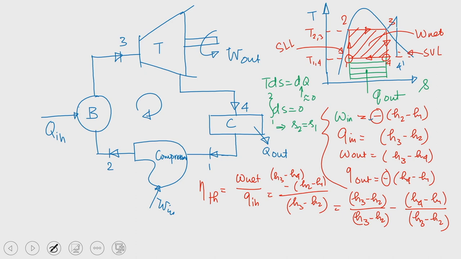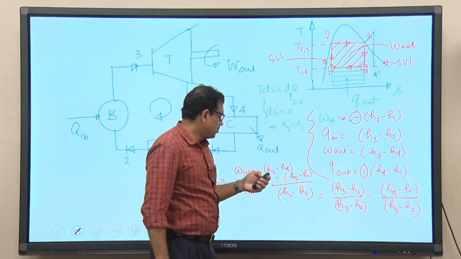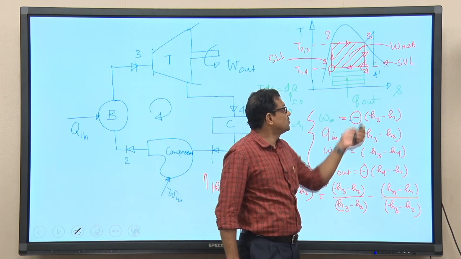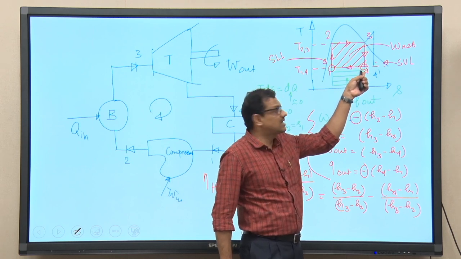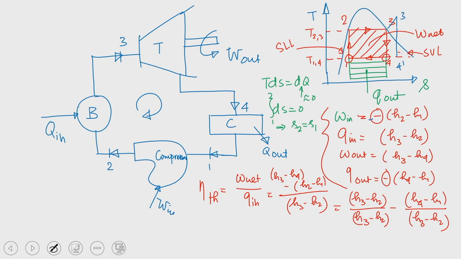So, superheating the steam beyond point 3 would be another way to increase the quality of steam at the exit of the turbine. We can see from this TS diagram that if we superheat steam from point 3 to 3 prime, the state at the exit of the turbine will be 4 prime, and this is very close to the saturated vapor line. So, in a way we are increasing the quality of the steam.